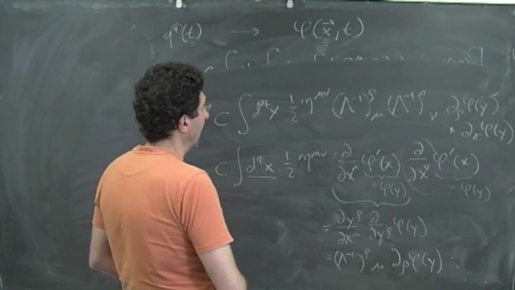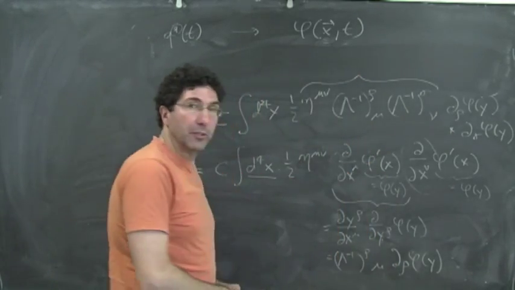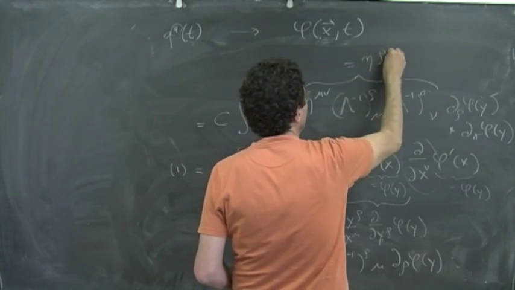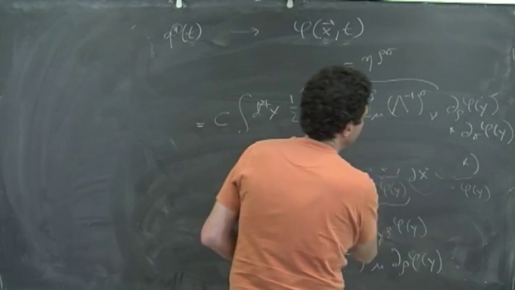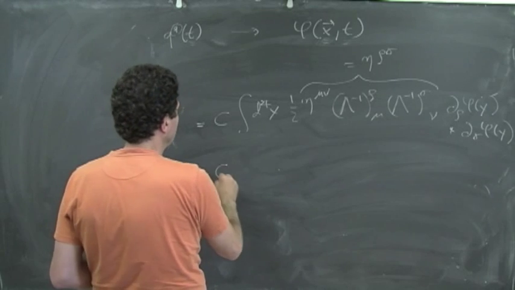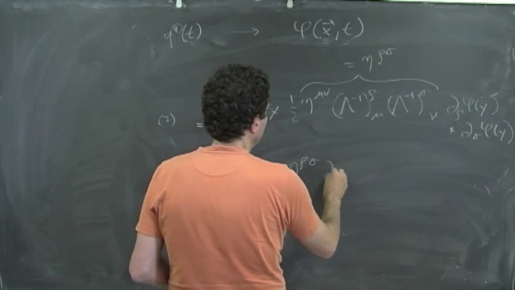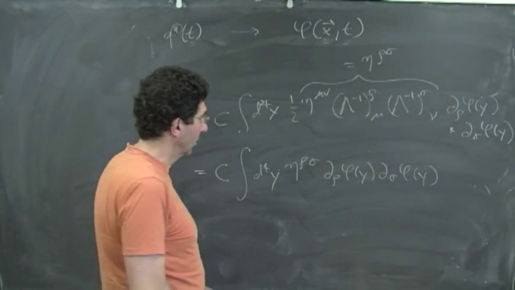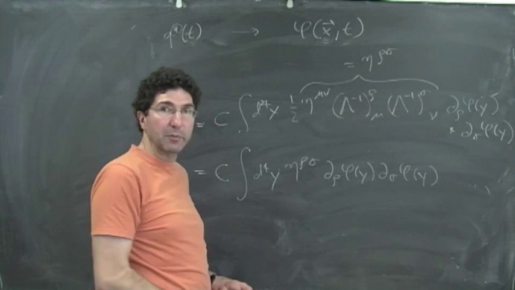And now I look at this thing right here, and you guessed it, using the defining property of Lorentz transformations, this is actually just equal to eta rho sigma. So indeed, erasing this part down here, piece number 2 in S prime is C d4y eta rho sigma d rho phi of y d sigma phi of y. And so y now is just a dummy index. I'm integrating over all y. Rho and sigma are just dummy indices, so this is the same as what I had before.